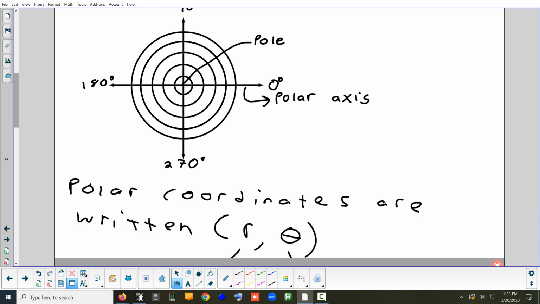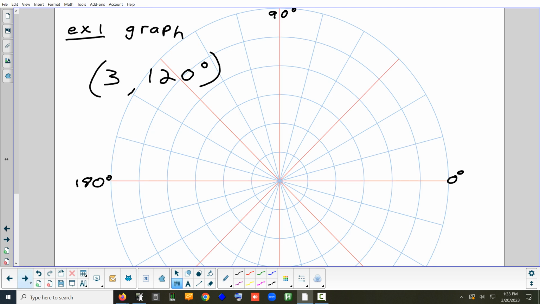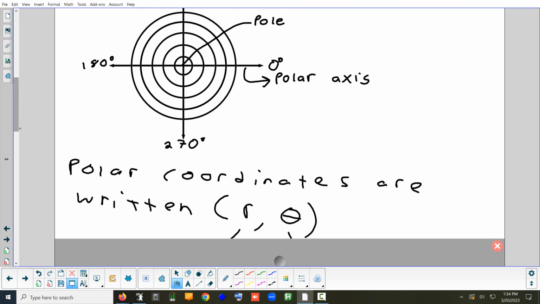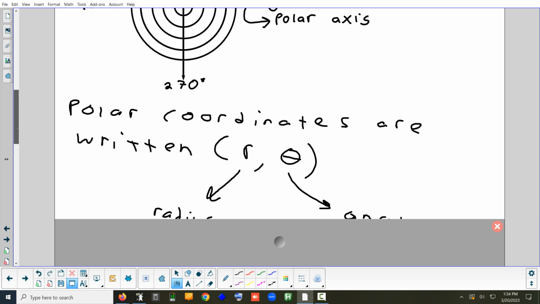So polar coordinates are still written with 2 numbers, and I showed you guys one earlier. But they're not x and y. That's not what the 2 numbers stand for. The 2 numbers stand for r and theta. What do you think r means when we're talking about graphing on a circle? Yeah? Radius. It's how far out from the origin do you go? So r is your radius.